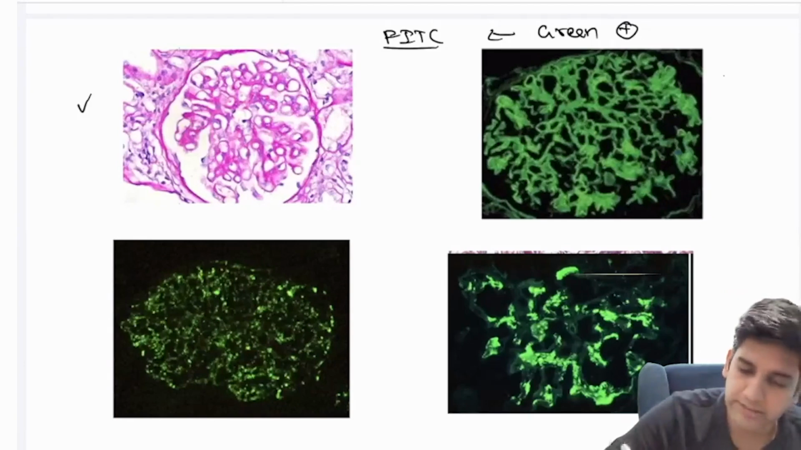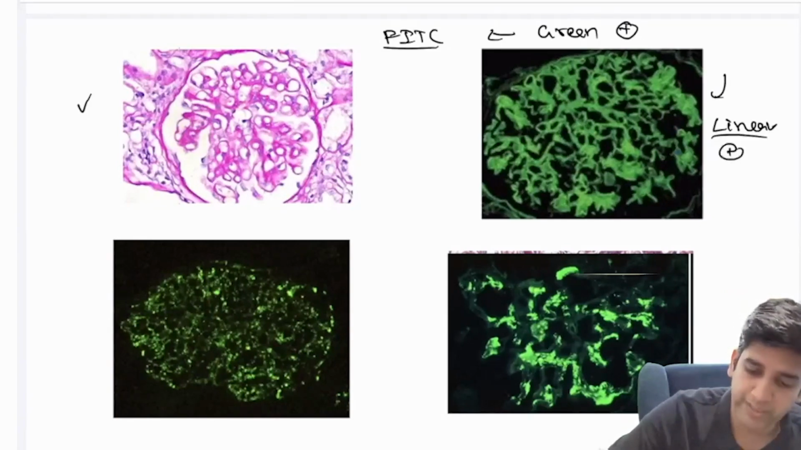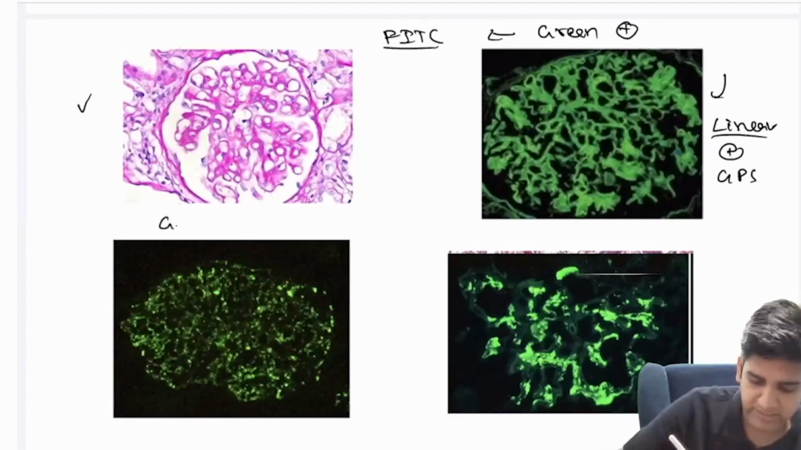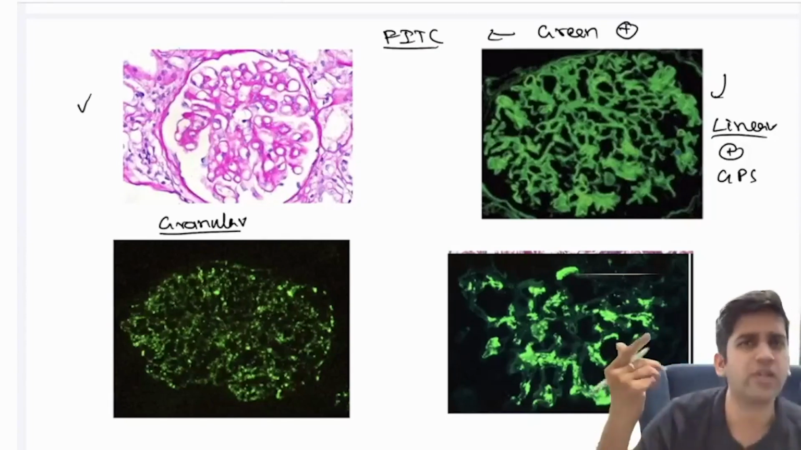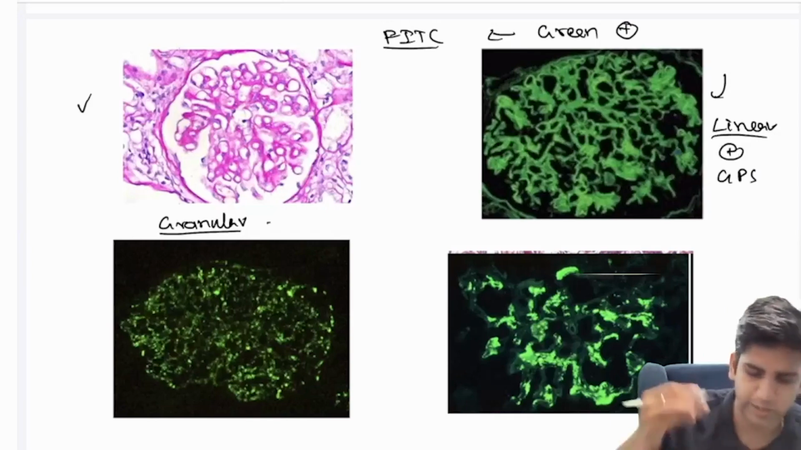And if you can look at this, that's linear positivity. Linear positivity is seen only in case of Goodpasture syndrome. This is granular. Rest everything in our body is granular. Be it PSGN, MPGN, MGN, whatever it is, everything is granular positivity, right?